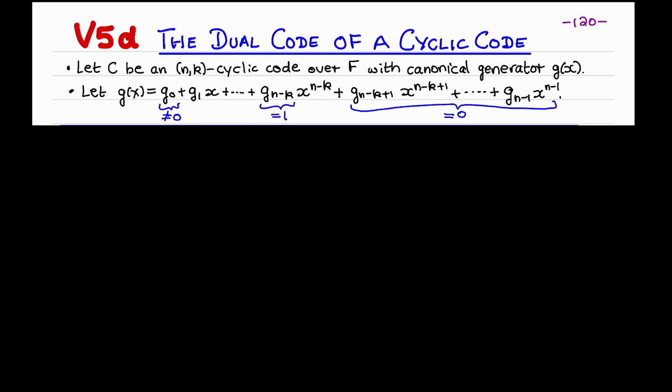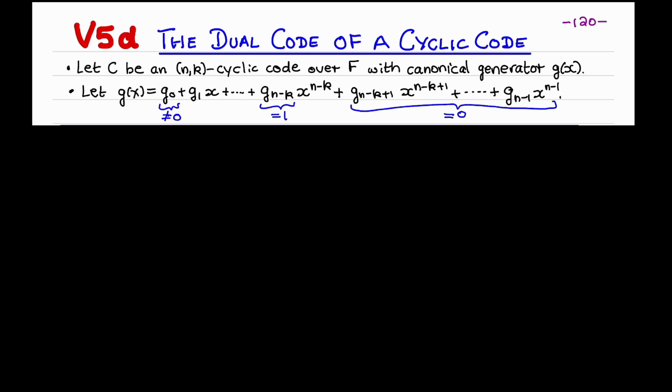Let C be an (n, k) cyclic code over a field F with canonical generator g of x. This means that g of x is monic, it has degree n minus k, and it's a divisor of x to the n minus 1.